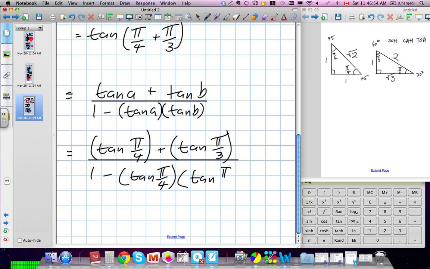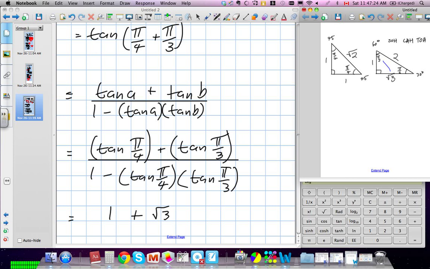Okay. Let's get our equivalent for our special triangles, what those equal. Tan pi over 4 is just 1, plus tangent pi over 3 is opposite over adjacent, which is root 3 over 1, or in other words just root 3. Does that make sense? Yep. Okay. Let's double check that we're right there. Tangent is opposite over adjacent, so that's root 3 over 1. Good.